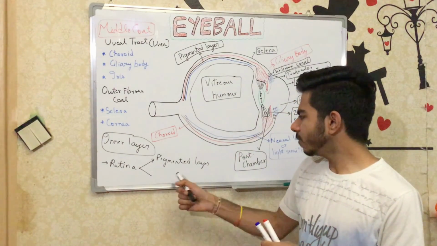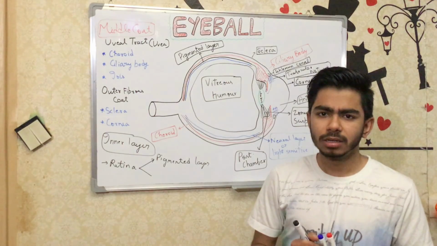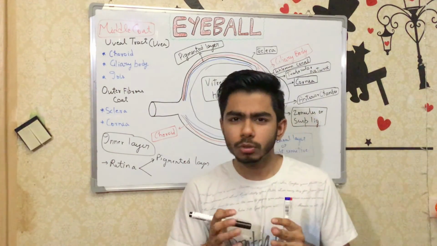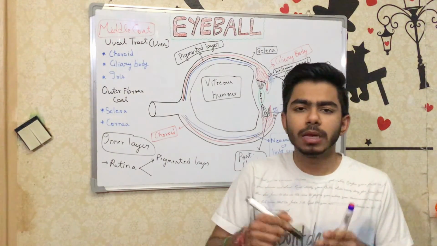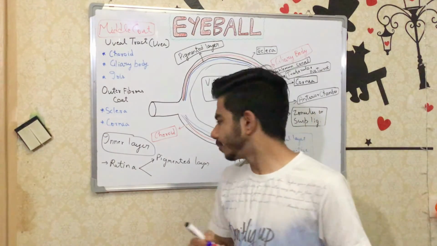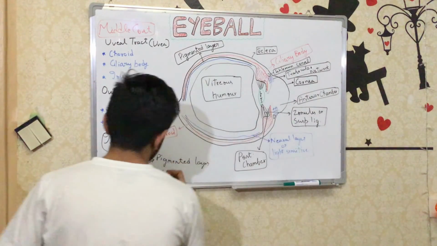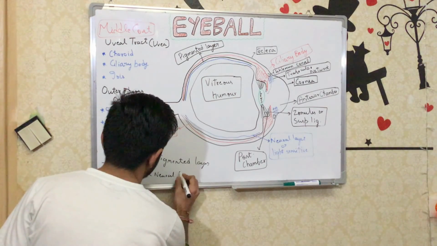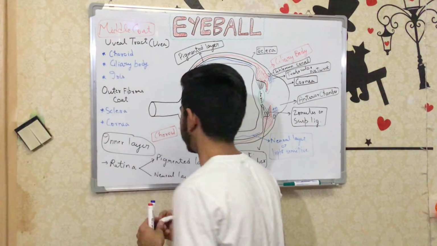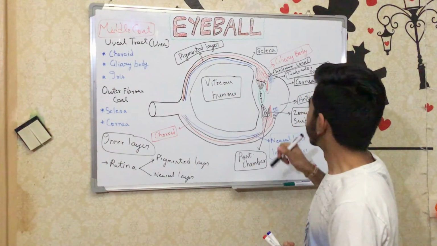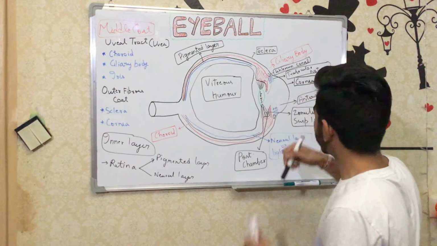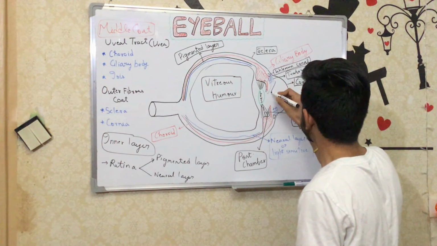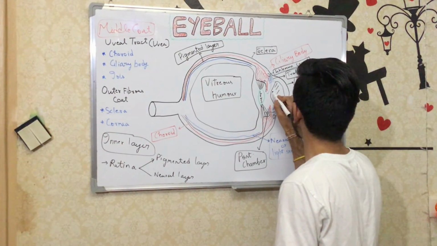If there are problems in the pigmented layer, it will not be able to reflect the light properly. Most of the light will be absorbed and will cause blurring of the vision. So the pigmented layer and the neural layer, or the light sensitive area. Further, in the posterior segment, we have the vitreous humor. In the anterior segment, we have the aqueous humor.